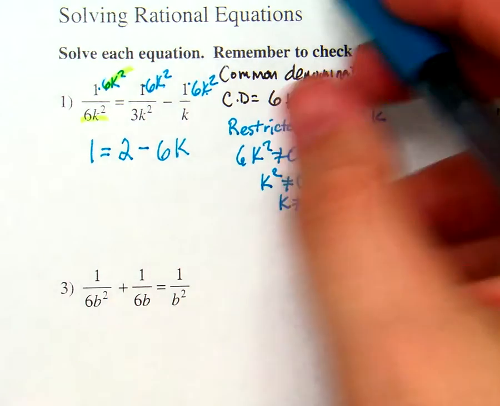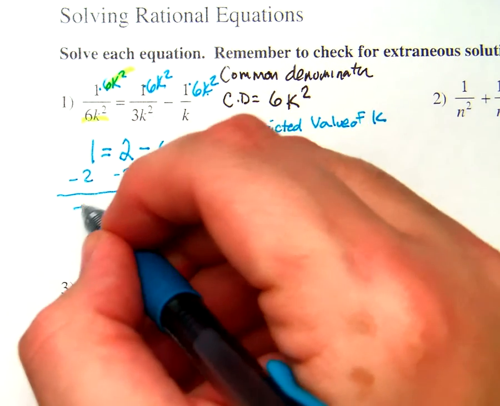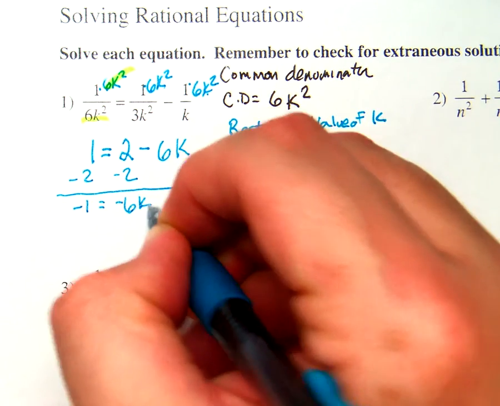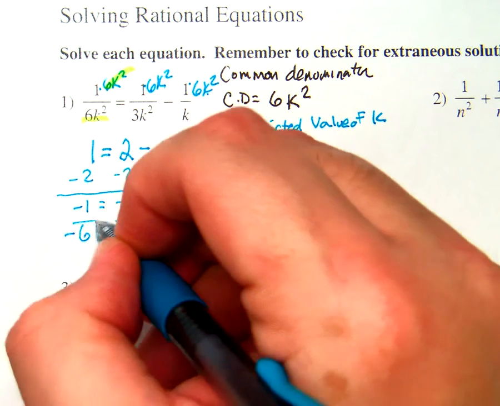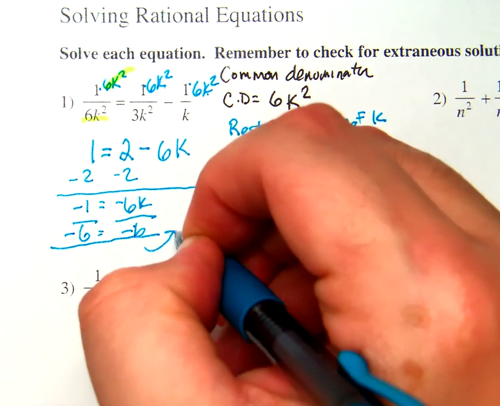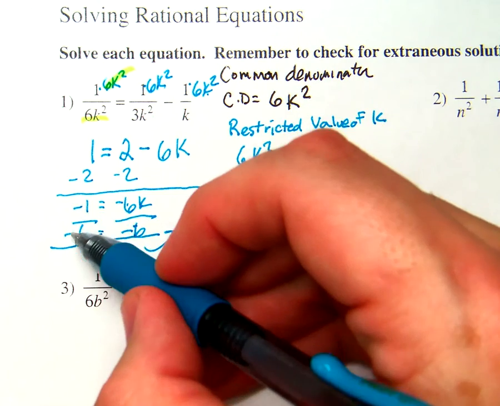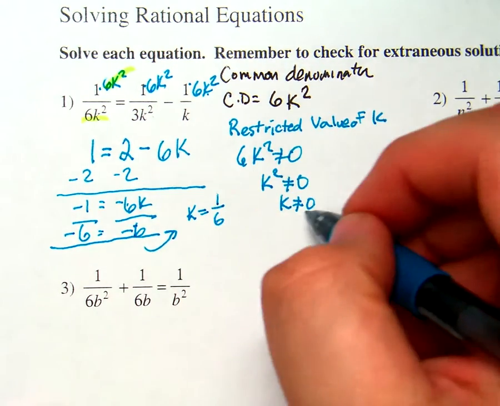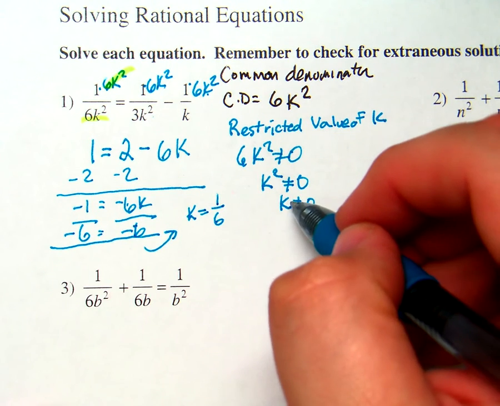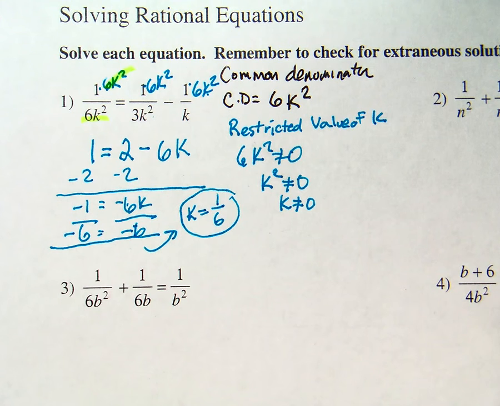Now, subtract the 2 to start with because we're going to solve. So negative 1 is equal to negative 6k. Divide by negative 6. So what's k equal to? The negative 6's divide out. What's negative 1 divided by negative 6? 1 over 6. Is that the restricted value? No. So there's your solution, k is 1/6. So anything other than 0? For that one, yes.